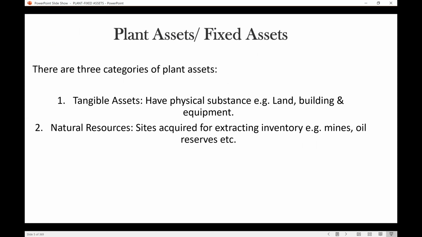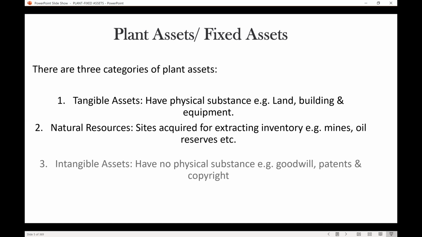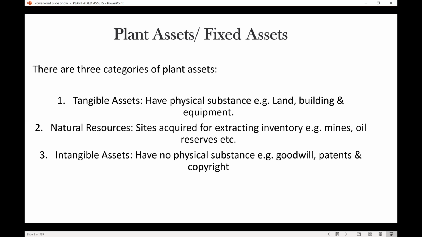You have natural resources, and these are sites acquired for extracting inventory such as oil, mines, and reserves, right? So these are natural resources, and as the name says, and as you would know, what are natural resources? Natural resources are fixed assets, right? And the last one is intangible assets.